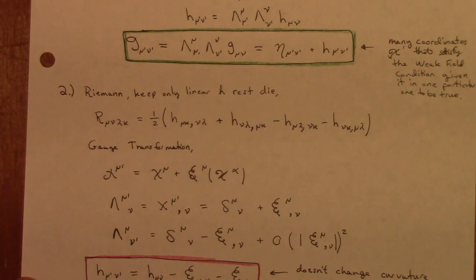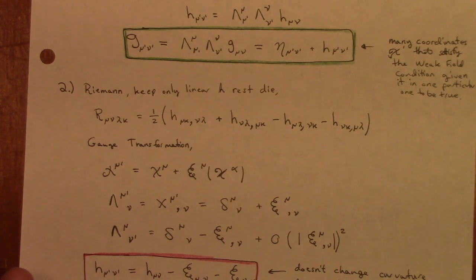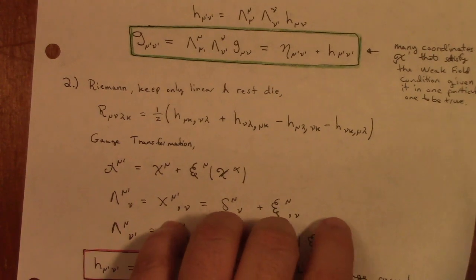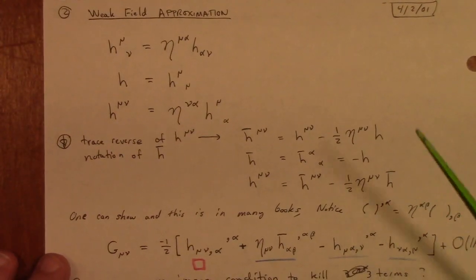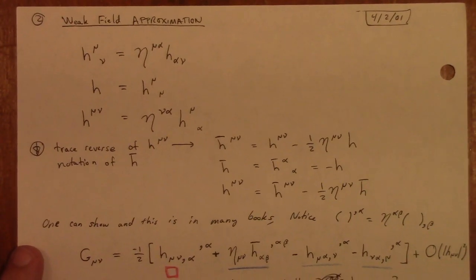So this is the gauge freedom, because you can put any kind of squiggle mu nu you like here, and it's not going to impact the curvature, which is where we actually measure physics. All right, so then the weak field approximation.